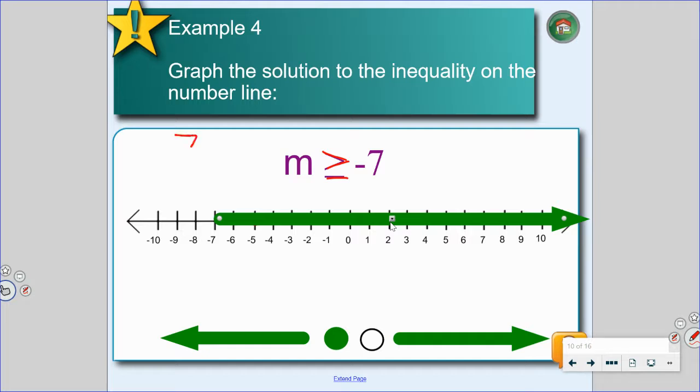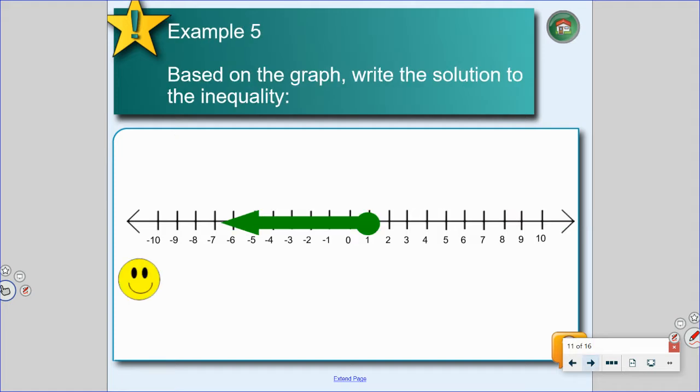Question, true or false? -7 is greater than -7. No, not, wait. Is -7 equal to -7? Yes, it is. Because exactly -7 works, we're going to use a solid or closed dot. So the green now describes all the numbers that would make that statement true.